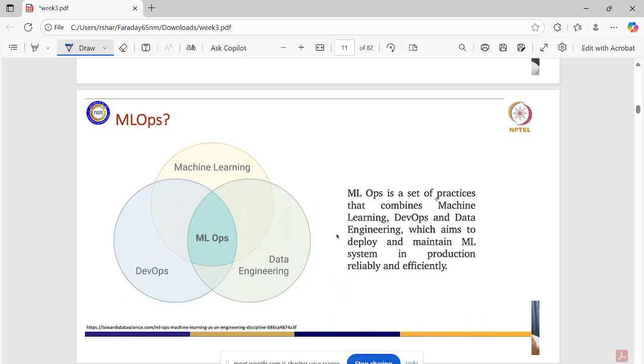So MLOps is a set of practices that combine machine learning, data engineering, or data processing, and then DevOps. So MLOps is a set of practices which is combining machine learning, data engineering, and DevOps, which aims to deploy and maintain machine learning systems in production reliably and efficiently.